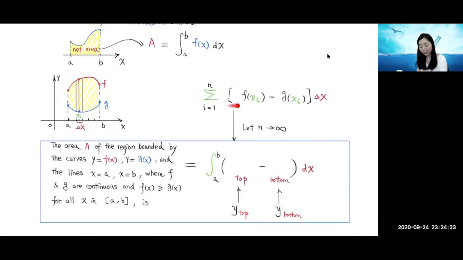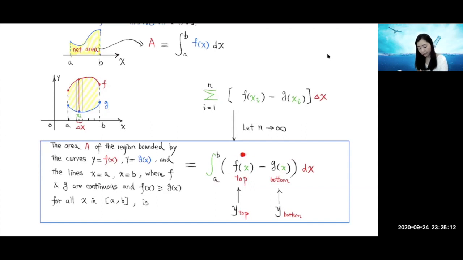So when we let n go to infinity, this Riemann sum approaches the area of this region, and the sigma notation becomes this integral notation. The xi over here, we're going to replace by x, and the delta x over here is going to be replaced by dx. So the area of this region between these two continuous curves is defined to be this integral of f of x minus g of x, and x here goes from a to b.